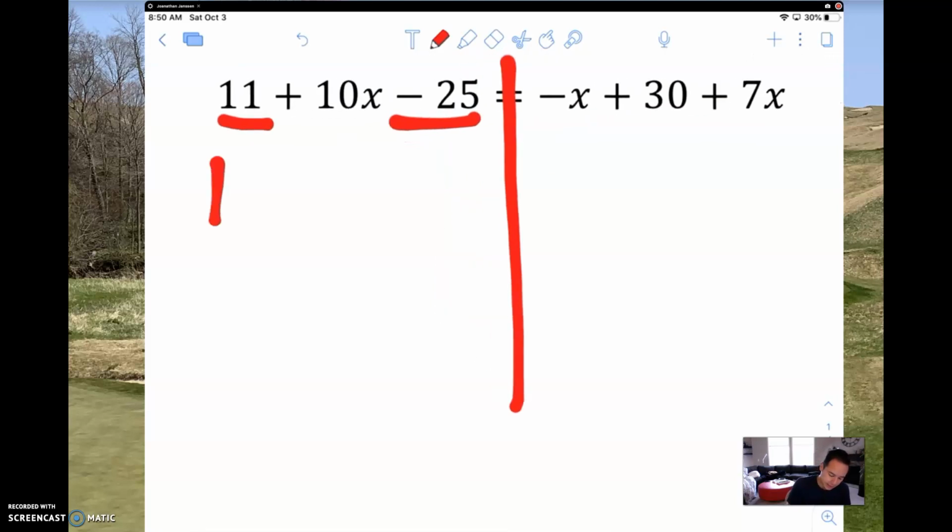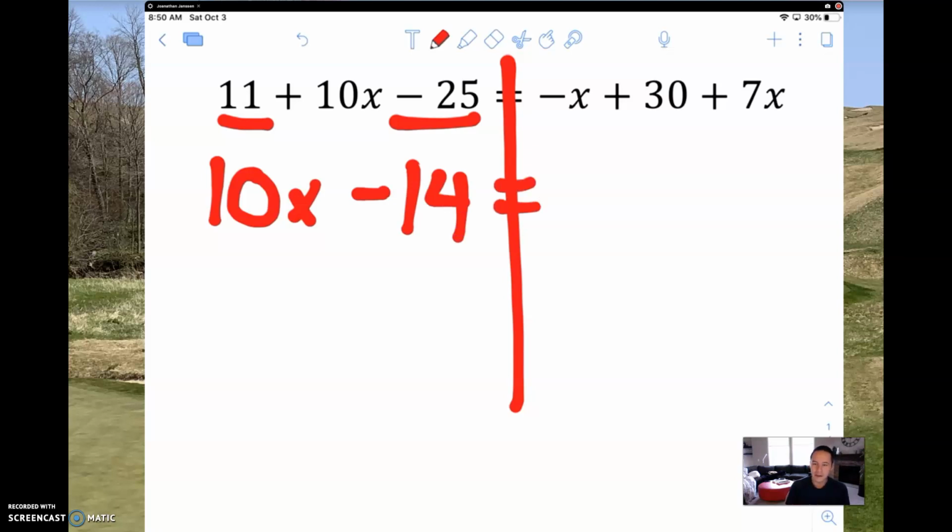We'll just start with the 10x. That one doesn't change. But if I combine 11 with a minus 25, 11 take away 25 would be a negative 14. So I'm going to put minus 14 here. Then we put equals, and now we're going to go to the other side.